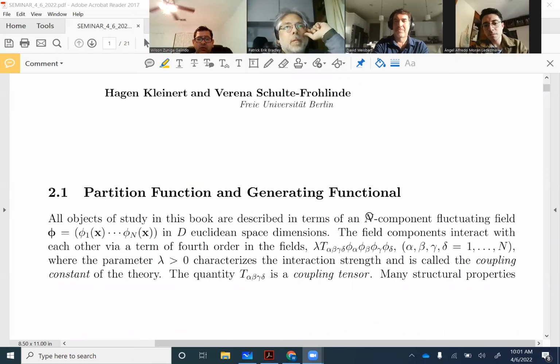Any fluctuating field is an object of this form, where each entry is a function from R^d into R. The field components interact with each other via a term of fourth order in the field. This is the interaction term, where lambda is the coupling constant, T sub alpha, beta, gamma, delta is the coupling tensor, and phi alpha, phi beta, phi gamma, and phi delta are the fields.